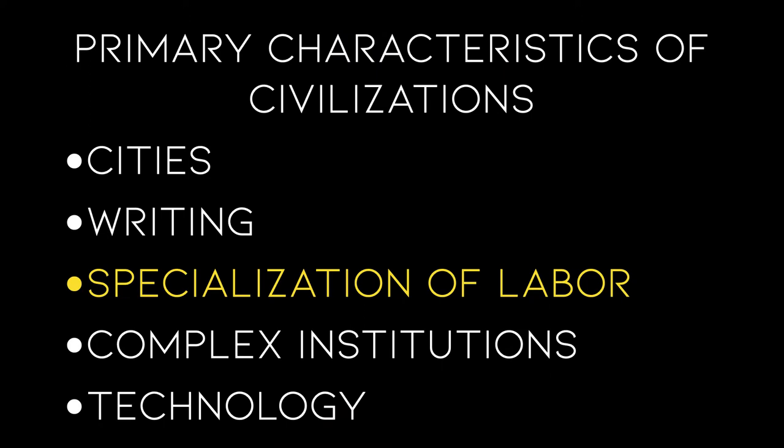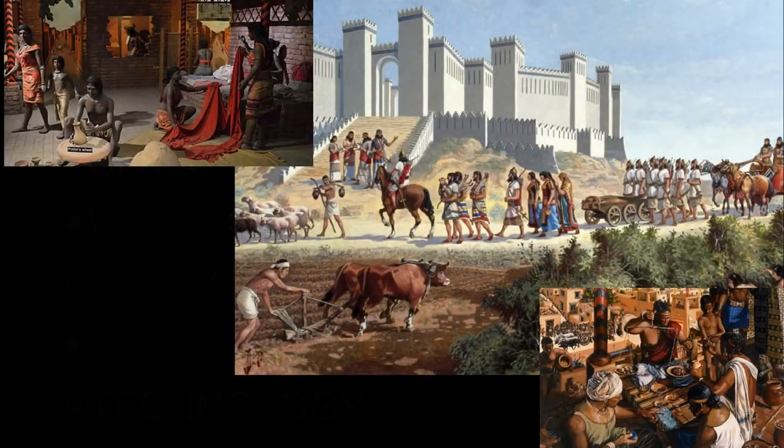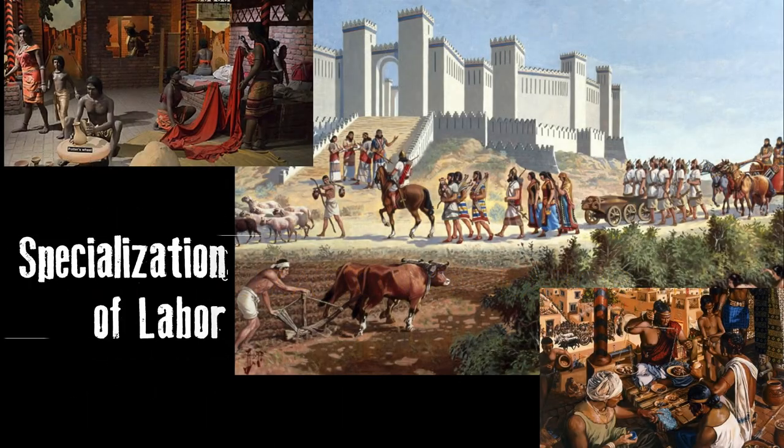Another key characteristic is the specialization of labor. As we mentioned earlier, people began to farm in such a way that they were so successful they had a surplus. And if everybody doesn't have to farm for themselves, that means they can use their time to do something other than farming, maybe something they're better suited for, something they're more equipped or more talented to do. And so different specializations of labor will begin to develop.